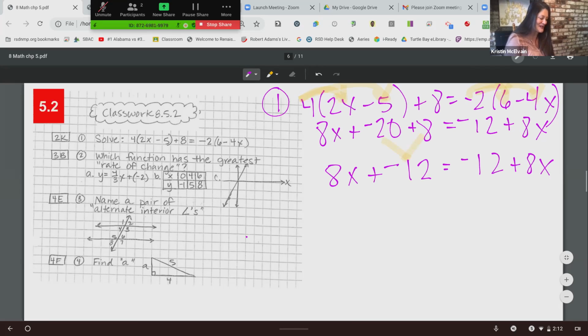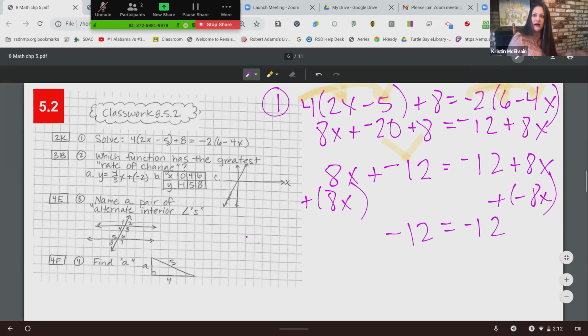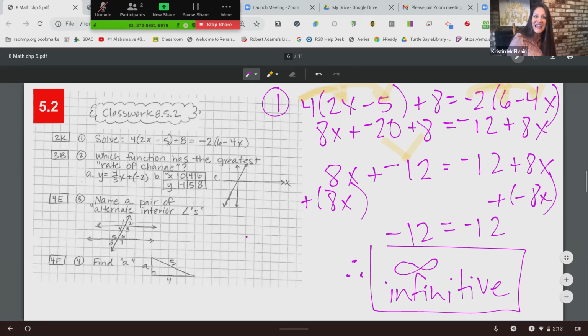Do you see something? This is in our homework yesterday. So hopefully you recognize it. Let's add the opposite and get the 8x out of there. Leaves us with -12 equals -12. Are they the same? Yes, which means therefore we have infinite solutions. Infinite. Yay! All right, so remember, if you have infinite solutions, it means if you were to graph it, they'd actually fall on the same line. Erase.